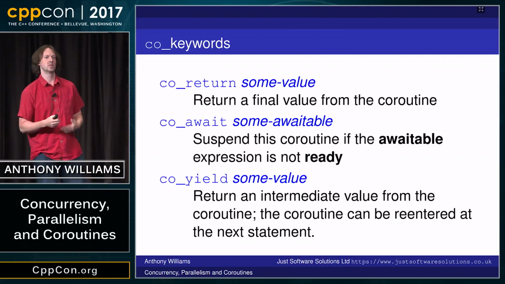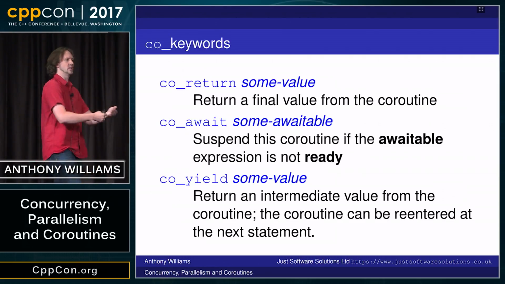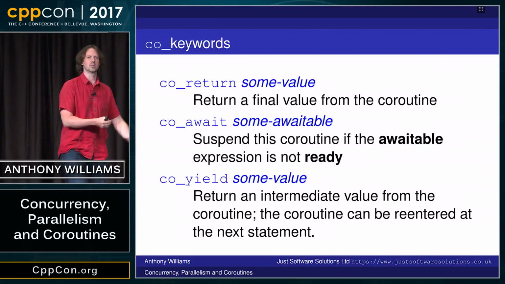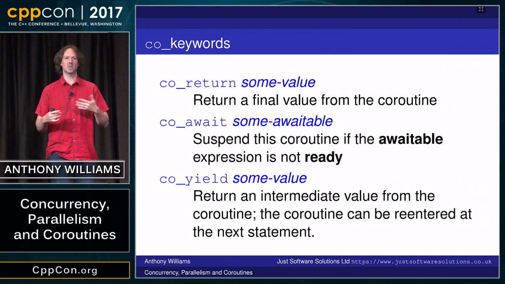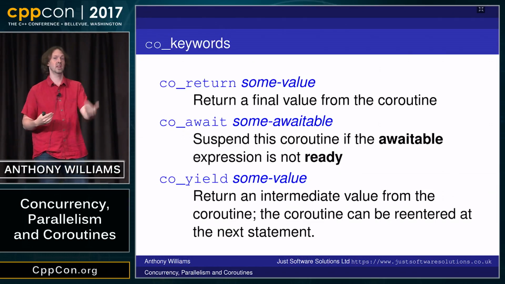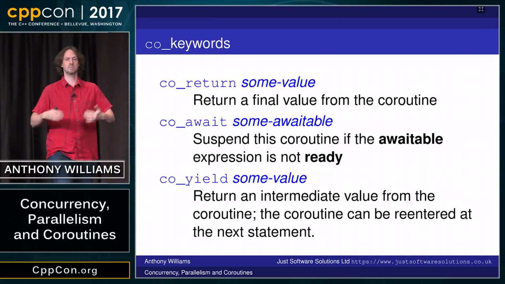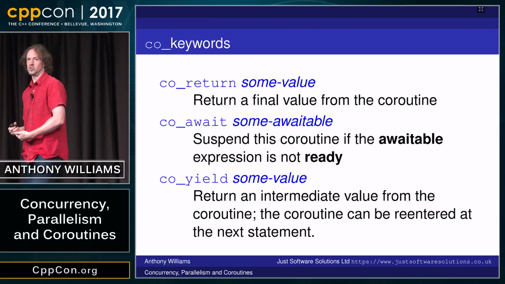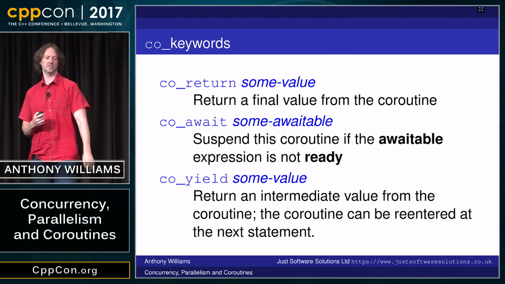Co-yield is similar, but the intent is that you yield with a value, and so that value then gets somehow propagated out to your caller with the proviso that your coroutine is now expecting to resume on the next line. So this is different from a return. It's expecting to resume, and it will then carry on straight away from the following line.